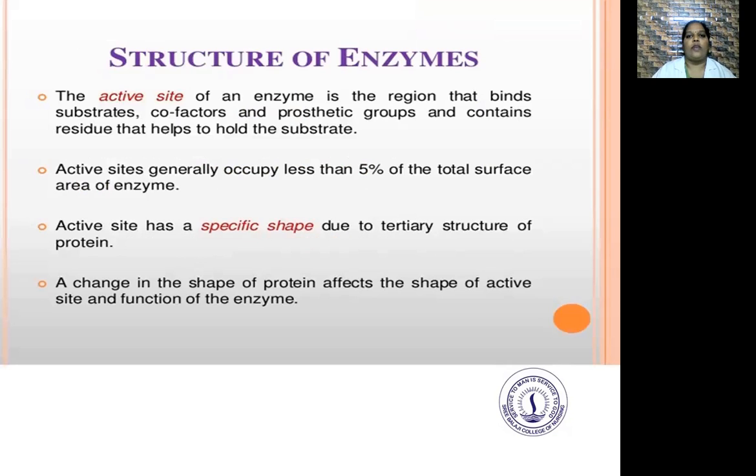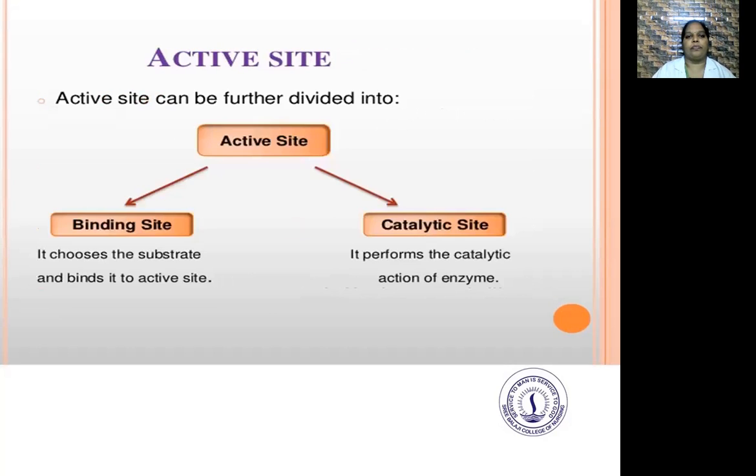Structure of enzymes. The active site of an enzyme is the region that binds the substrate, cofactors, and prosthetic groups, and the residues that help to hold the substrate. Active sites generally occupy less than 5% of the total surface area of the enzyme. The active site has a specific shape due to the tertiary structure of the protein. A change in the shape of the protein affects the shape of the active site and the function of the enzyme.